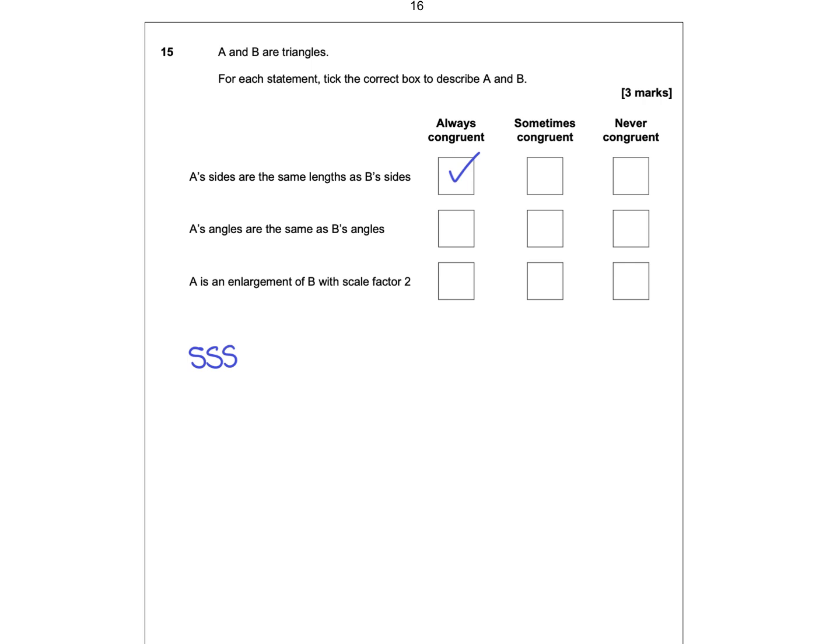A's angles are the same as B's angles. Now, I don't know about any congruency rule that says angle, angle, angle. We could have an equilateral triangle that's really badly drawn, but this is 60, 60, and 60, and I could have side lengths of 1 centimeter, 1 centimeter, 1 centimeter, or I could make that triangle much, much, much bigger, and it could still be 60, 60, 60, so they could all have the same angles, but this side could be 3 and 3 and 3.